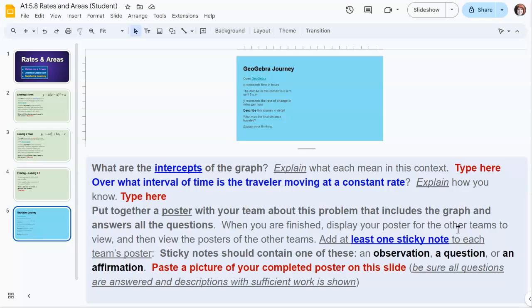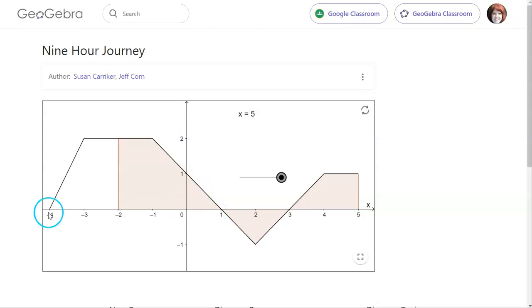What are the intercepts of the graph? And explain what those mean in this context. All right, well, the intercepts of the graph would be anywhere it crosses the x-axis or the y-axis. So there's actually quite a few. At (-4, 0), (1, 0), (1, 1), (0, 3), and that's it. So that was the last intercept.